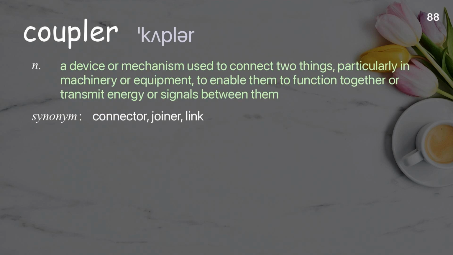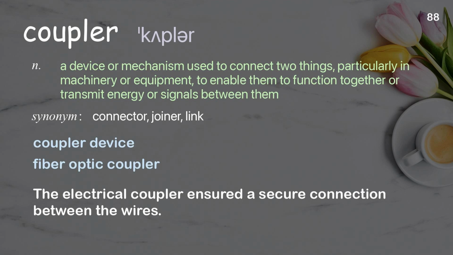Coupler. A device or mechanism used to connect two things, particularly in machinery or equipment, to enable them to function together or transmit energy or signals between them. Examples: coupler device. Fiber optic coupler. The electrical coupler ensured a secure connection between the wires.